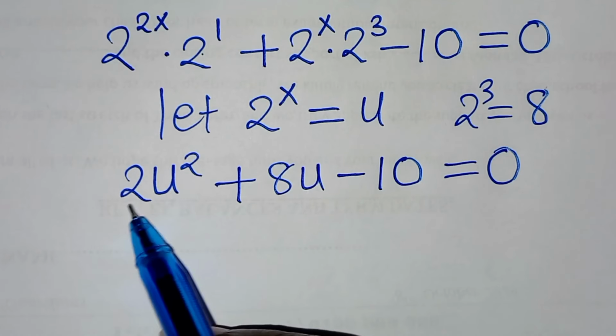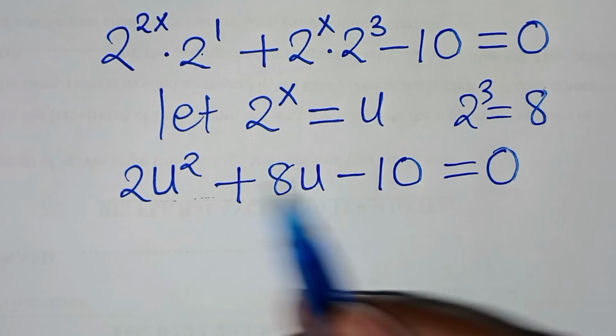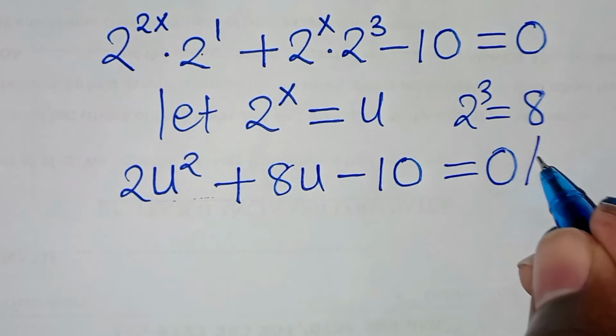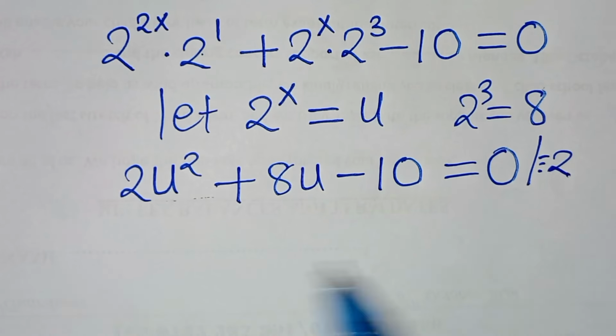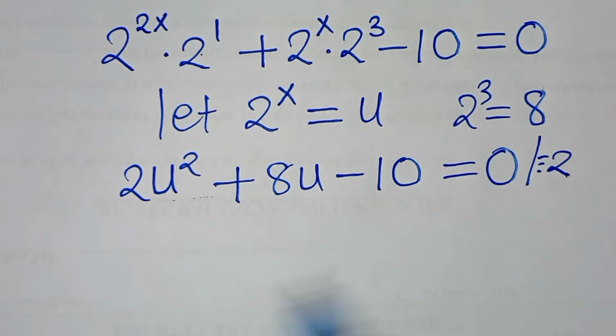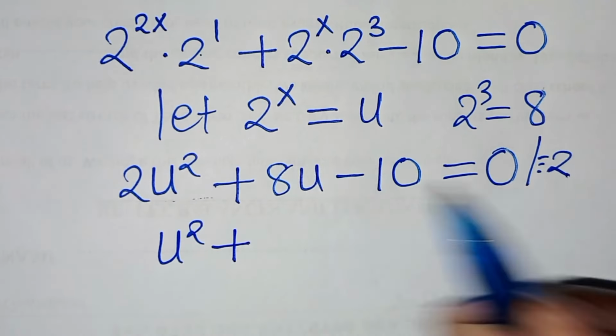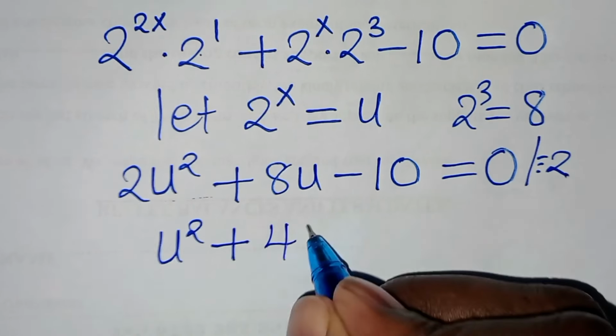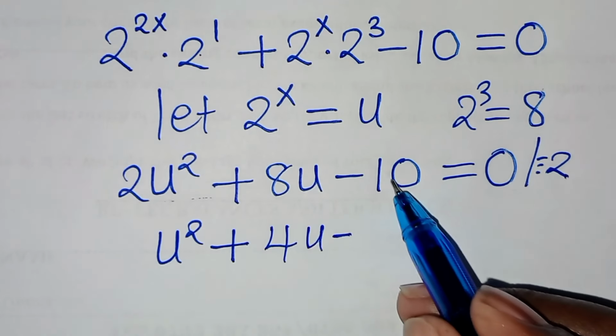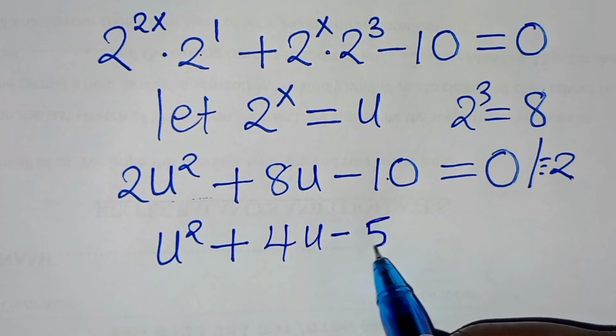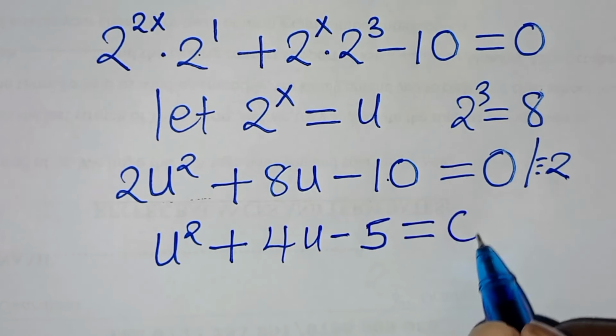As you can check here, we can divide both sides by 2. So 2u squared divided by 2 becomes u squared. Then plus 8u divided by 2 becomes 4u. Subtract 10 divided by 2, this is 5. Then this is equal to 0.